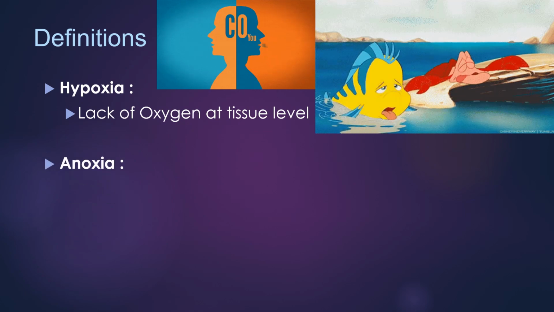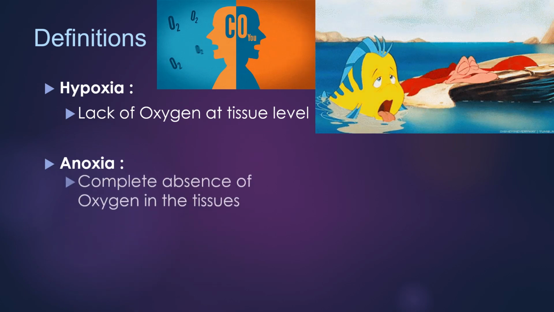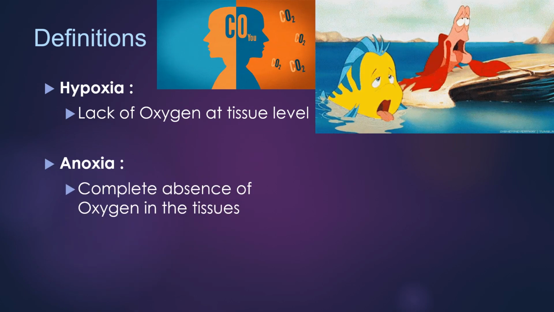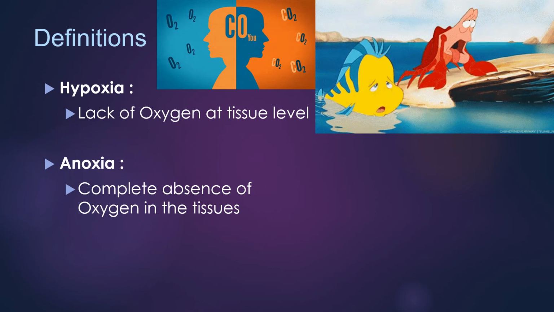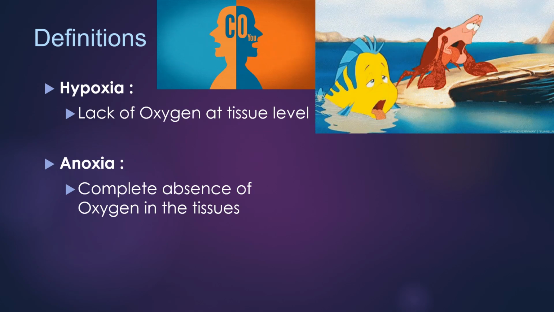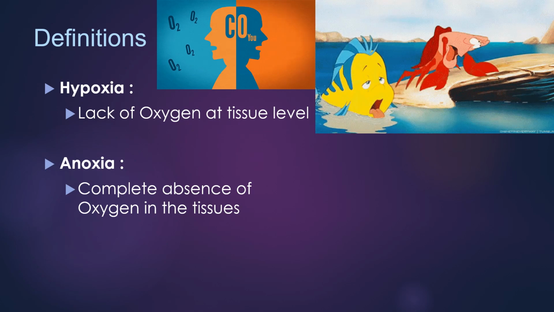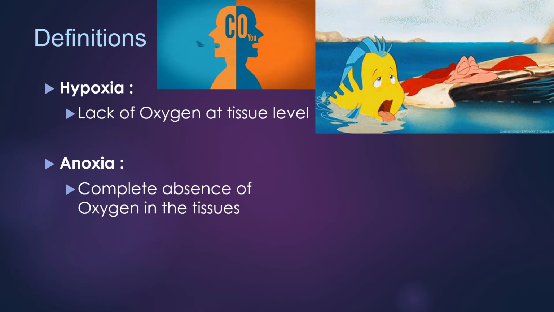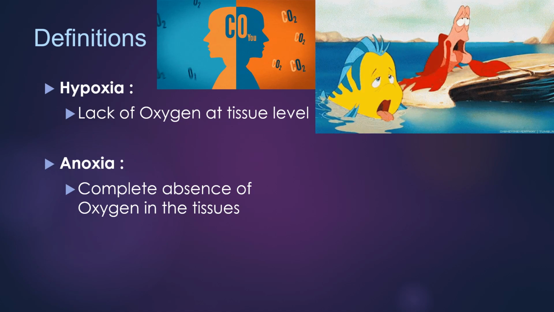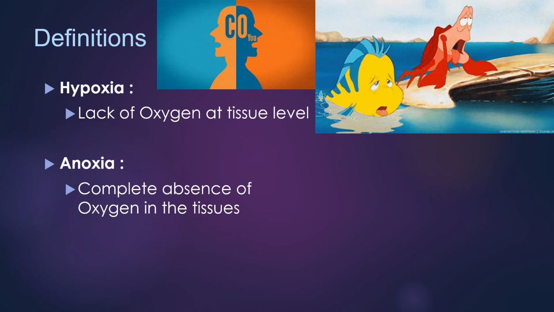So what is anoxia? Anoxia is the complete absence of oxygen in the tissues. So that is the difference between hypoxia and anoxia. Decreased oxygen supply at tissue level is hypoxia. When there is complete absence, then that is anoxia.